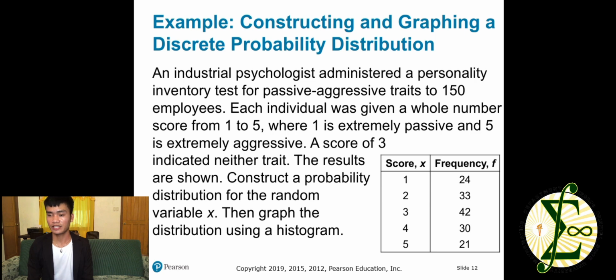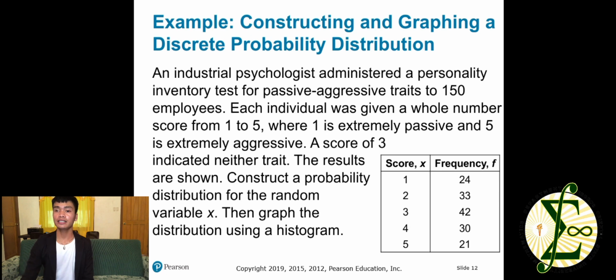So let's see in that table on the right side, score x and frequency f. For score 1, there is a frequency of 24, for 2, 33, for 3, 42, for 4, 30, and for 5, 21.